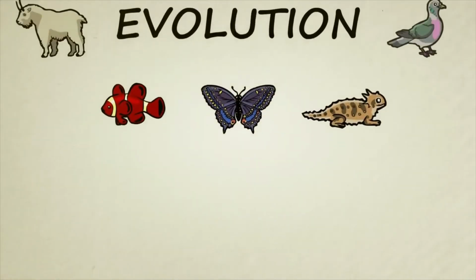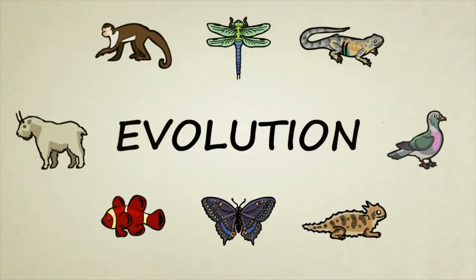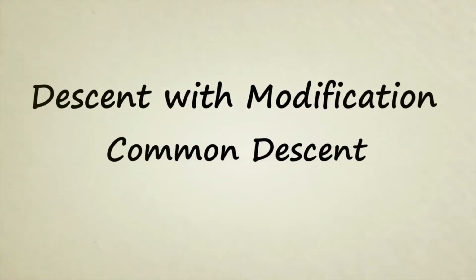Natural selection is one of several key concepts contained within the theory of evolution. To understand exactly what natural selection is and why it's so important, let's first take a quick look at 2 other evolutionary concepts, descent with modification and the overarching idea of common descent.